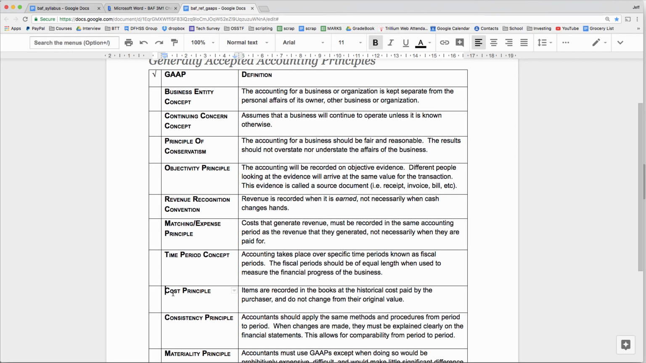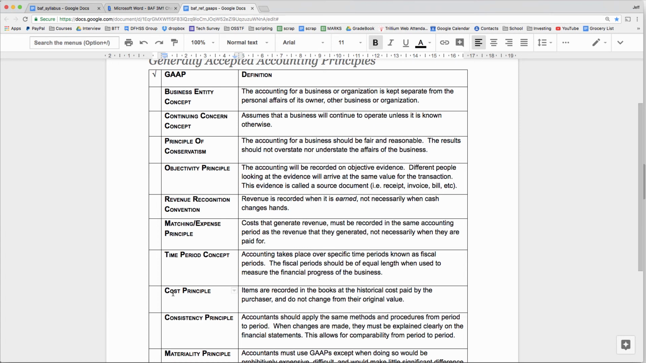Some assets go down. Some assets like land or buildings go up in value. So the values on a balance sheet, in fact, all values on financial statements, are historical cost values. They're not market values. That's important to remember.